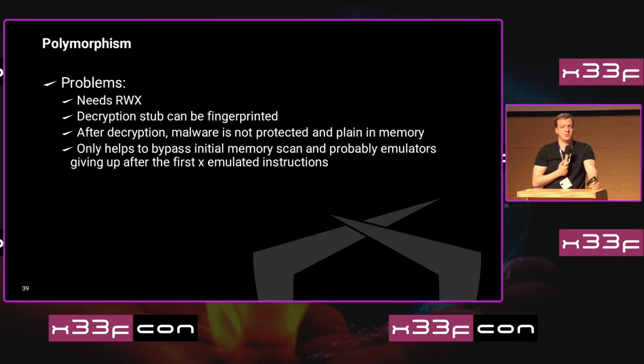So there are a bunch of problems with polymorphism. First, it needs RWX, which is an indicator as such. Second thing, the decryption stub as such can be fingerprinted. And after decryption, your malware or your tool or whatever is not protected, it's plain in memory. So it might help to bypass the initial memory scan, but at some point if the memory scan happens like, I don't know, 20 minutes later, your Cobalt beacon or whatever is going to be plain in memory.